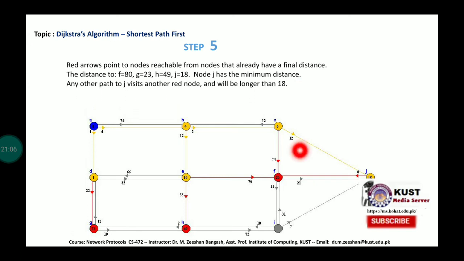Now, any other path to J visits another red node and will be longer than the 18. In the next step, J will again be color coded, since J has the minimal distance, and J will be colored orange to indicate that this 18, this distance to J, is the length of the shortest path to J.